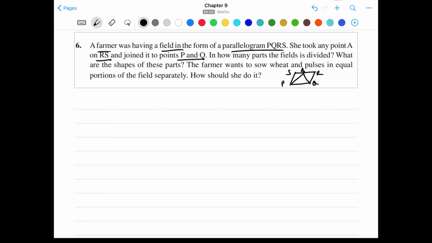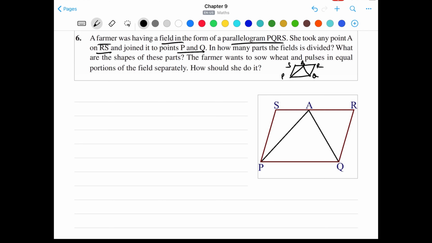so let's draw its figure first. This is the figure for this question. She had a field in the shape of parallelogram PQRS, and she took a point A on the side SR and joined it to PQ. Okay, so she got a figure like this. So the first question you are asked is, in how many parts is the field divided? So the answer for this one is 1, 2 and 3. So the total parts here are 3.